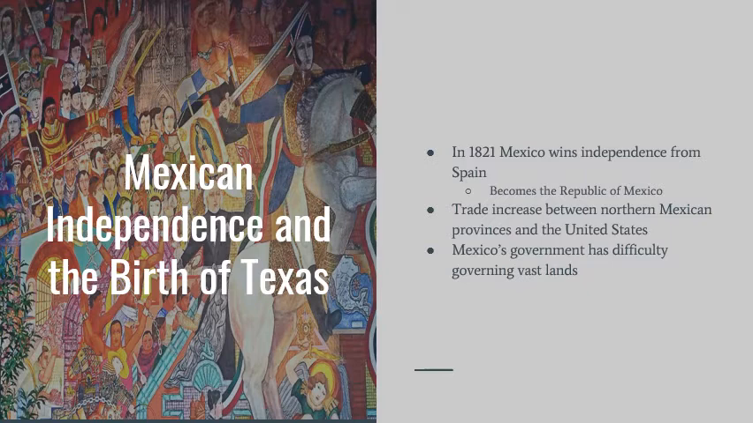The first is that trade increases between the northern Mexican provinces and the United States. And the second is that this new independent Mexican government has difficulty governing its vast lands.